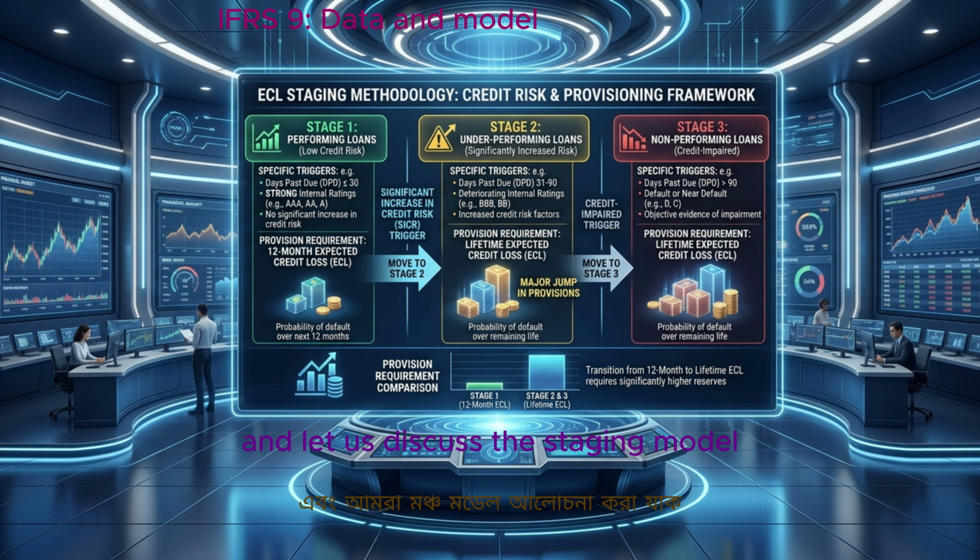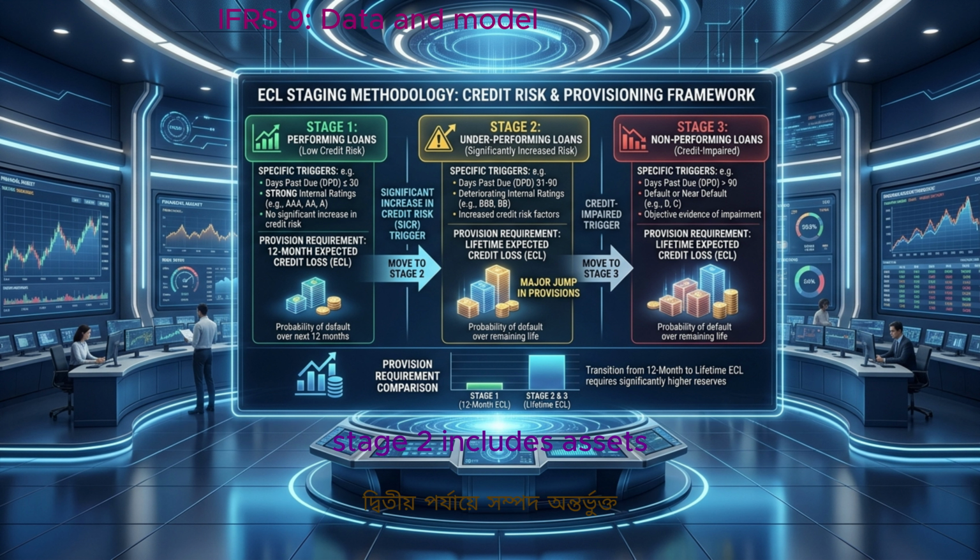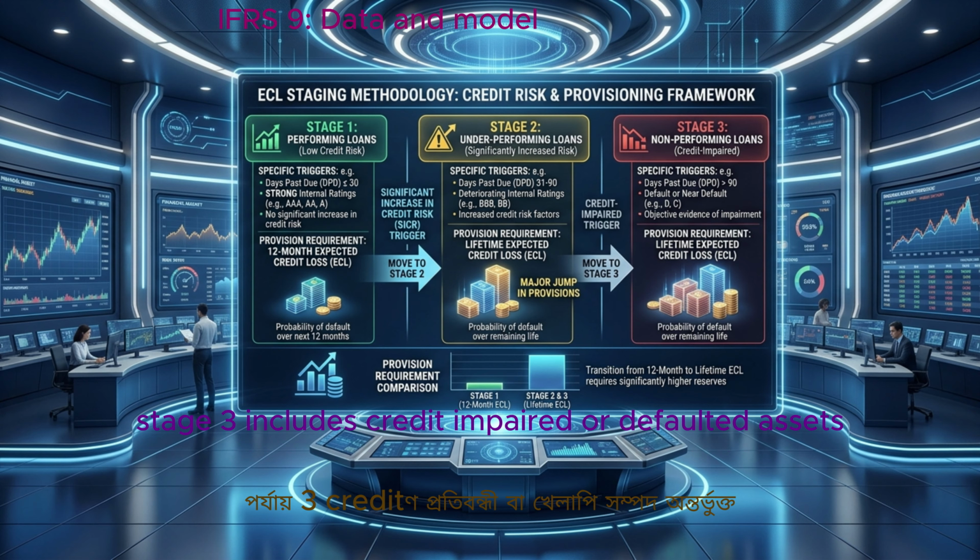And let us discuss the staging model. The staging model determines whether a loan is in Stage 1, Stage 2, or Stage 3. Stage 1 includes performing assets, where credit risk has not increased significantly. Stage 2 includes assets, where credit risk has increased significantly, but the asset is not yet credit impaired. Stage 3 includes credit impaired or defaulted assets.